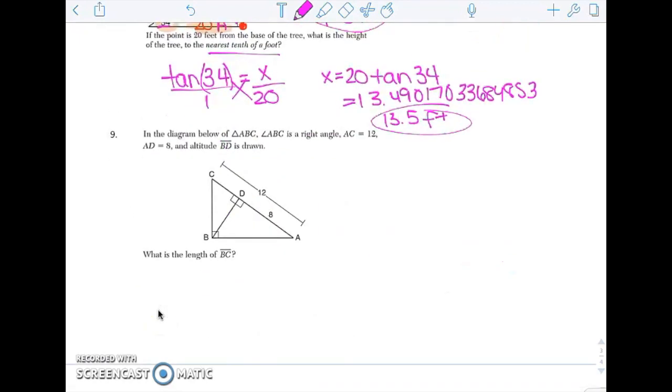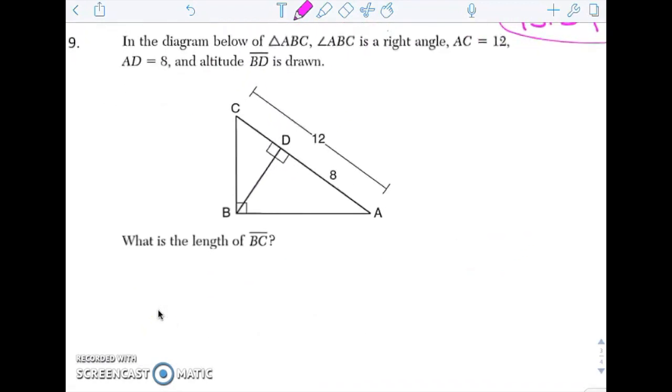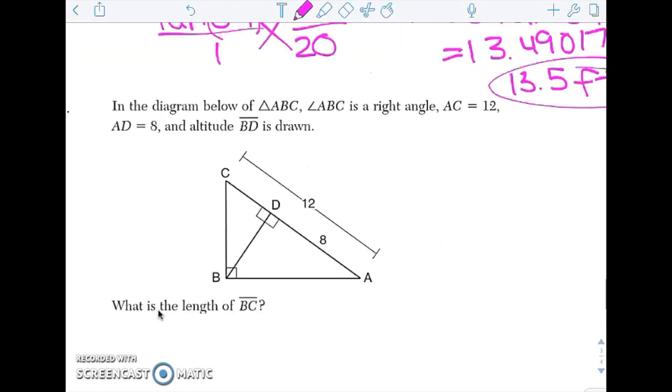For the next one, again, if this is something you need help with, go back to my Right Triangles live stream. We did a bunch of these, okay? So I want to know what is the length of BC. So I know I want that. And let's go back here. ABC is a right angle. AC is 12. AD is 8. I'm just going to fill this in there because I can figure it out and that's easy. And altitude BD is drawn. So what we have here are three right triangles.